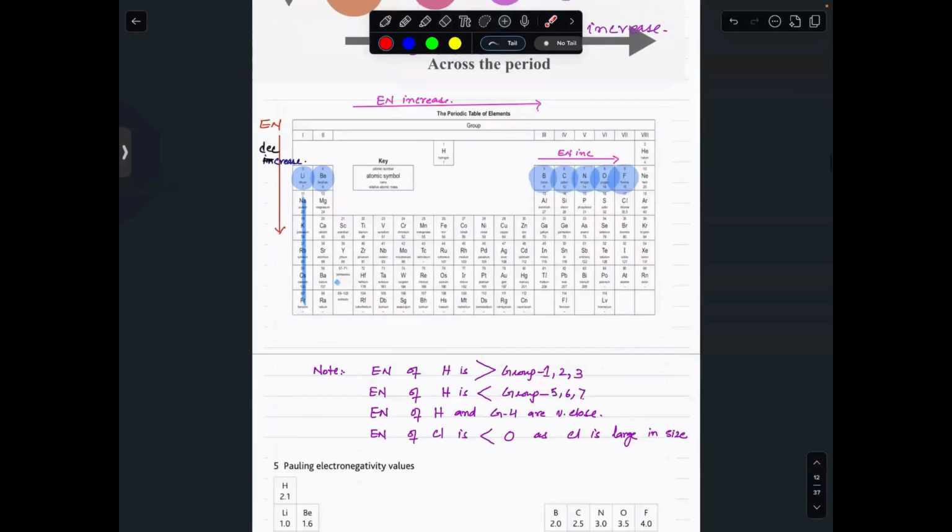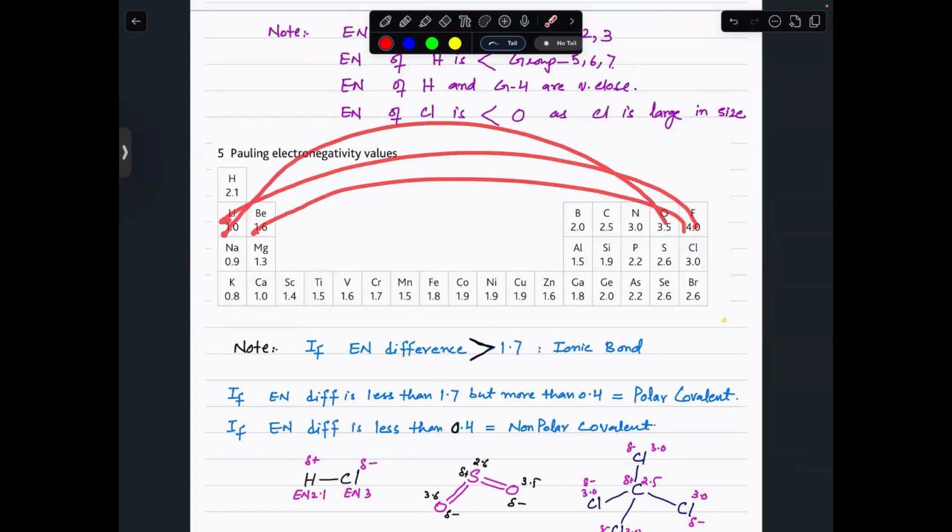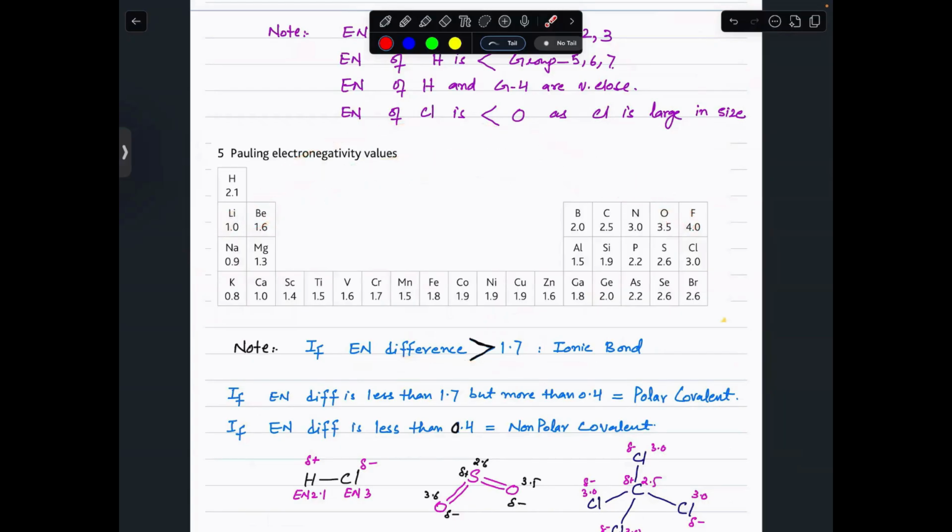Now, next thing. If electronegativity difference is more than 1.7, like look, fluorine and lithium, how much? 3. This is also more than 1.7. This is also more than 1.7. Ionic. But if the electronegativity difference is less than 1.7 and more than 0.4, covalent, but polar covalent.